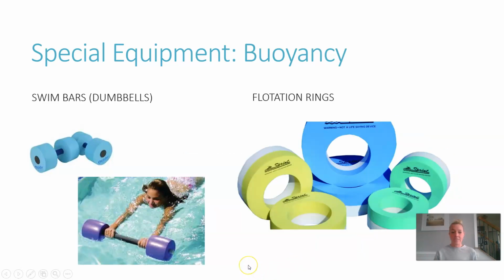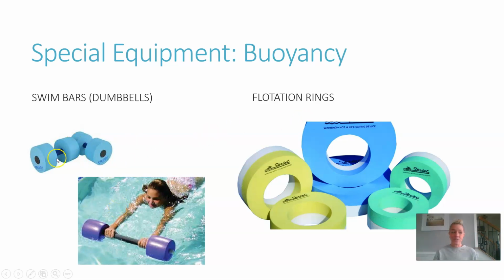Swim bars are basically floating dumbbells, so some sort of material that would float. You can have individual dumbbells or one longer swim bar. And these, again, we can use to support the patient's surface. So if you put these on the water, they will float on the surface of the water, and then you can have them support their arm on top, and then they can run through range of motion. And it's almost like active assisted range of motion because they're being supported by the float and by the water.